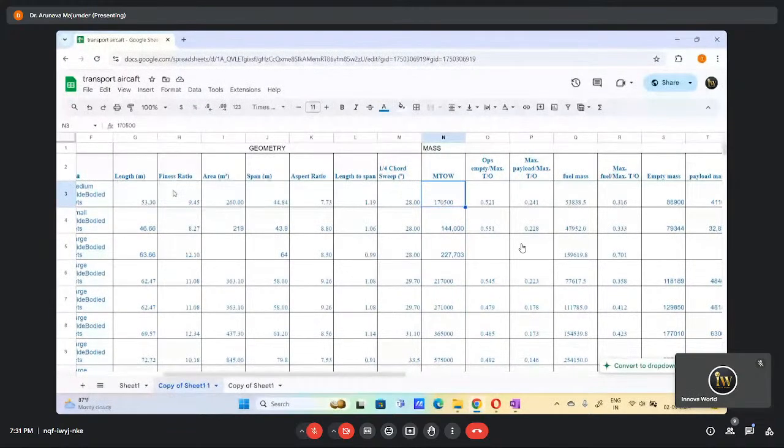independent. So length, fineness ratio, area, span, aspect ratio, length to span ratio, 1 by 4 chord and others, all these variables. So there are multiple independent variables. So of course we need to apply multi-regression here. Now what kind of multi-regression? Multilinear or multi-nonlinear? This is the main question.